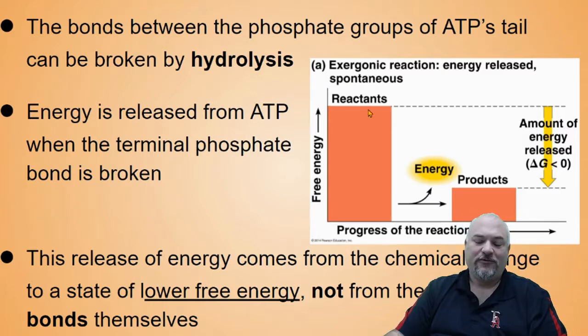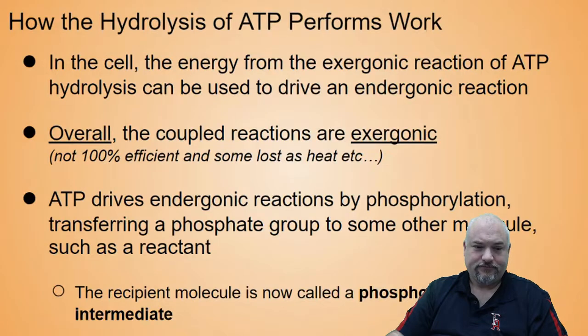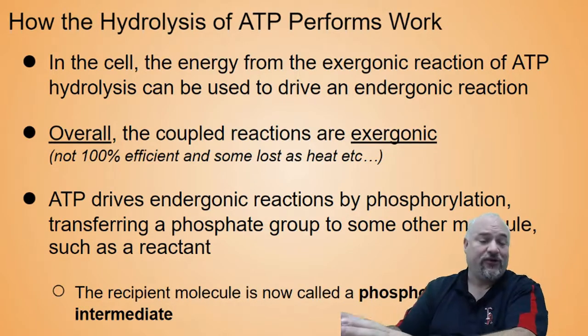We start up here where we've got the more complex molecule going to smaller, less complex molecules, entropy increasing. When we do that, energy is released, and we get a negative G. And if we can harness that, we can use it to do work in the body. So in the cell, the energy from the exergonic reaction of ATP hydrolysis can be used to drive an endergonic reaction. It can give its energy to something that needs it in order to go.